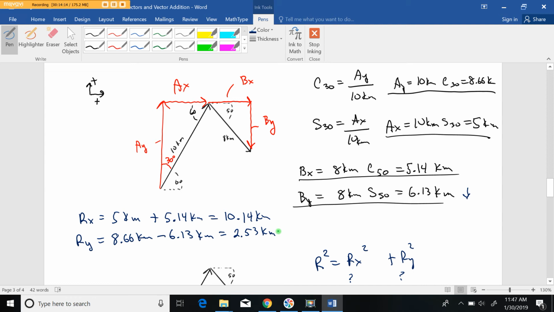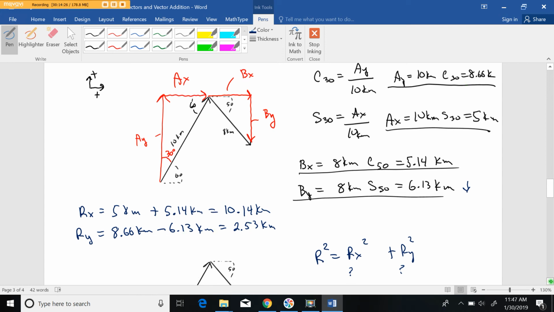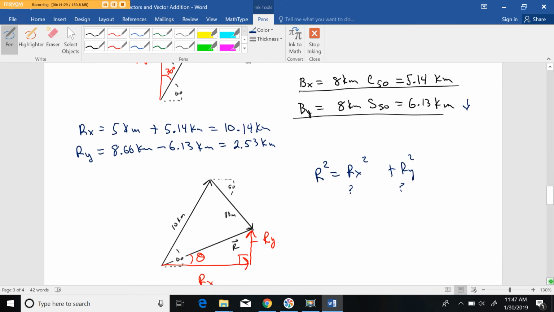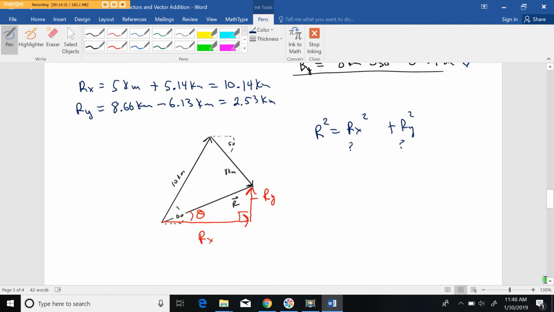Now we'll just make sure I added the right vectors. So AX is 5 to BX. Yep. AY to BY, and BY is down. Okay, we're looking good. So we got these vector components now. We know that Rx is 10.14 and Ry is 2.53.